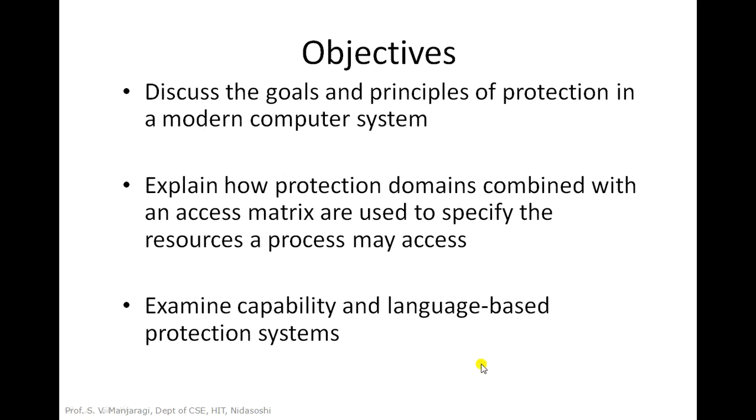Let us see what are the objectives of this particular topic. First, discuss the goals and principles of protection in modern computer systems. Second, explain how protection domains combined with an access matrix are used to specify the resources a process may access. Third, examine capability and language-based protection systems.